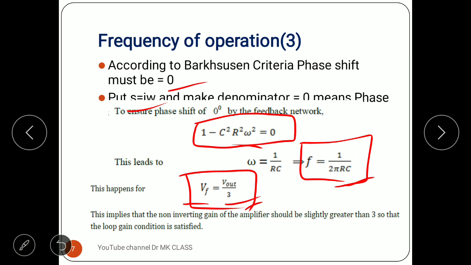This implies that the non-inverting gain of the amplifier should be slightly greater than 3, so that the loop gain condition is satisfied. Then this much frequency of oscillation will come, and this is the condition criterion to maintain that frequency, Vout by 3.